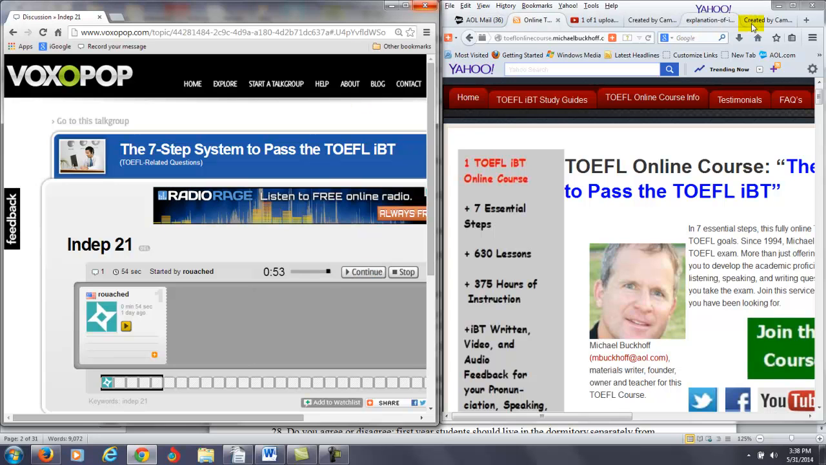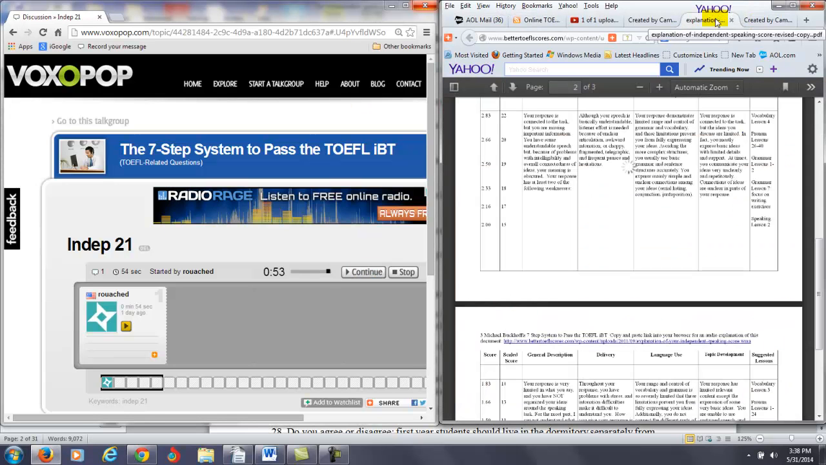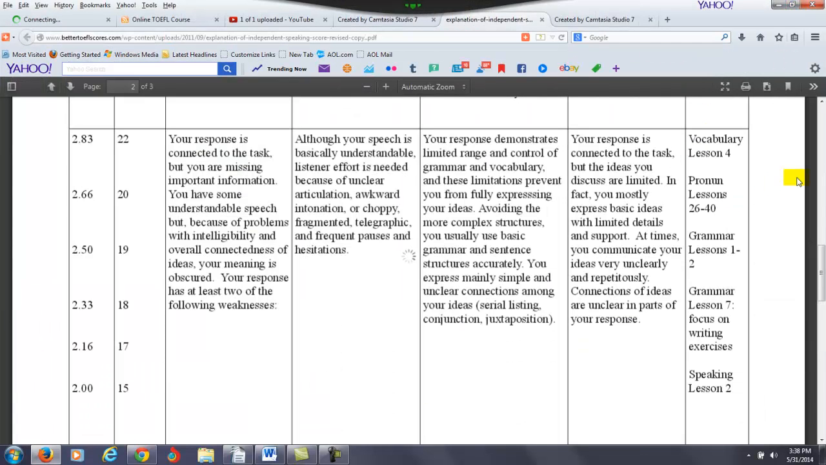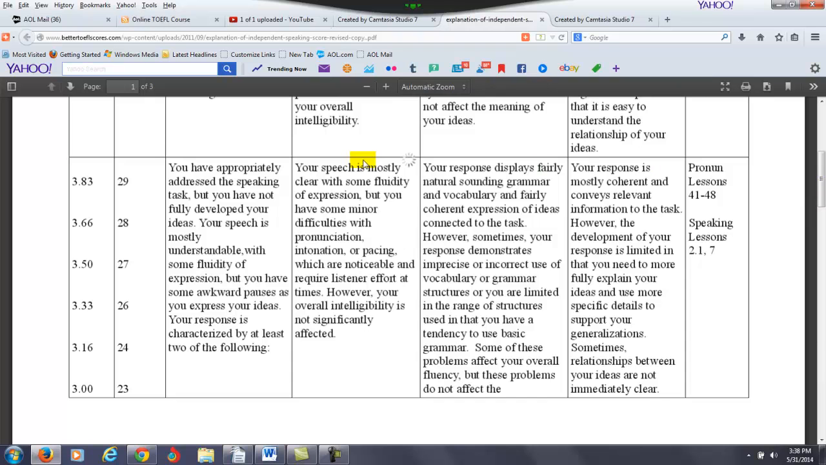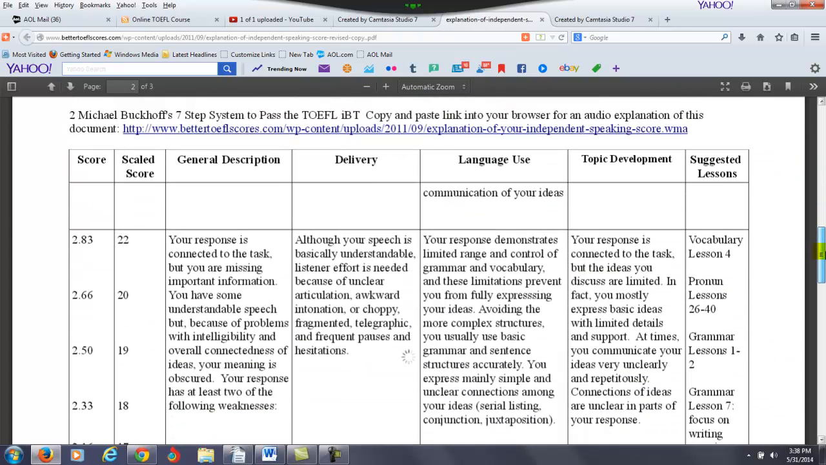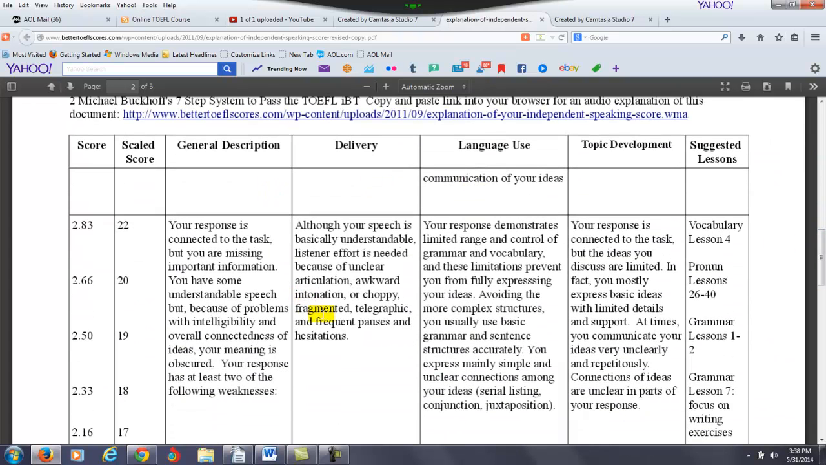Okay, so how would you score on this one? Let's say, I'm going to put you in the 2 range. I think with delivery, one of the things you're having problems with is you have a lot of pauses and hesitations, which is going to put you in the 2 range. Frequent pauses and hesitations. That's one thing that describes your pronunciation right now.